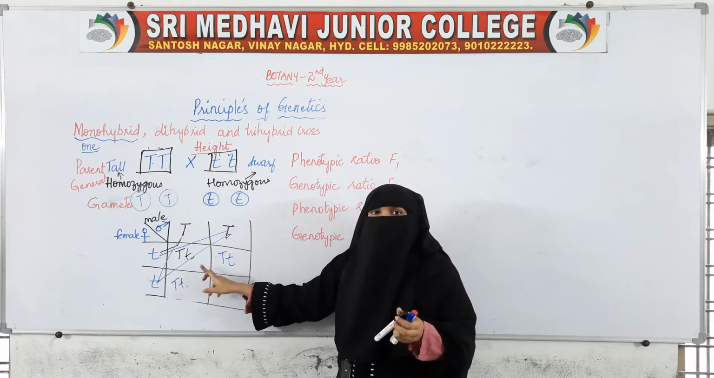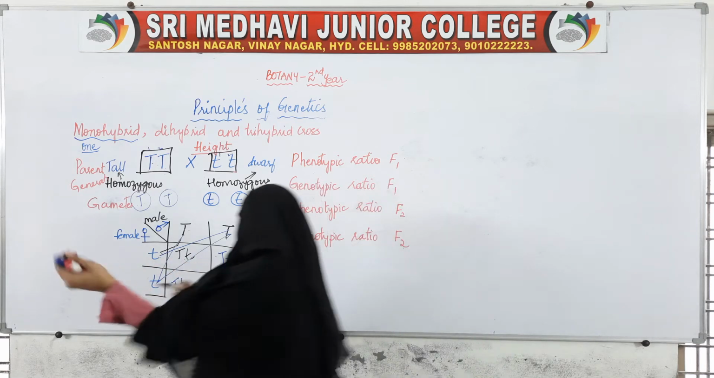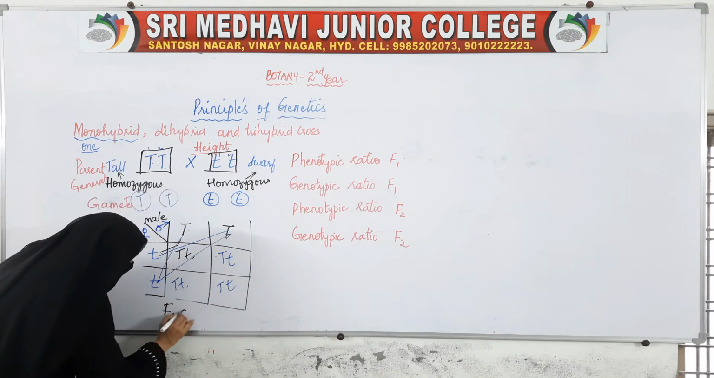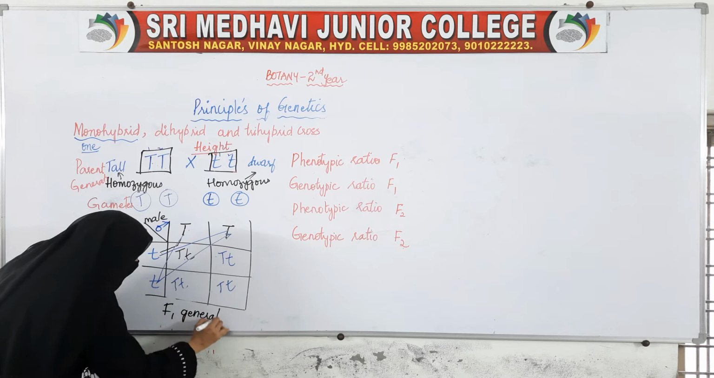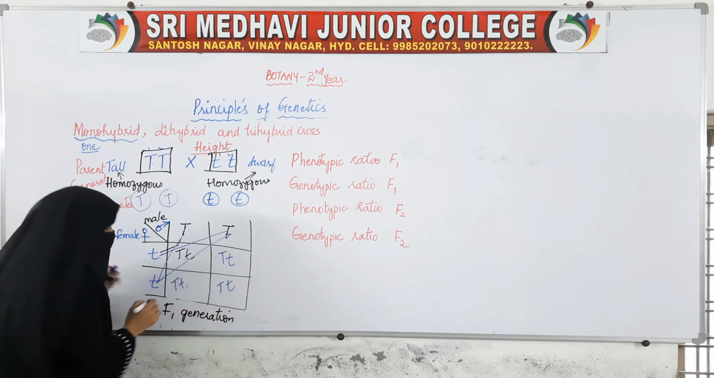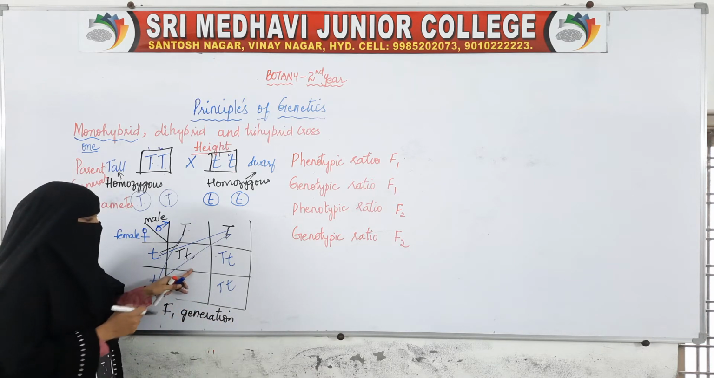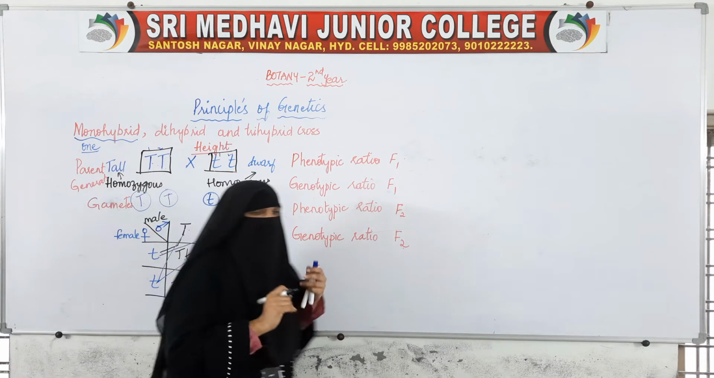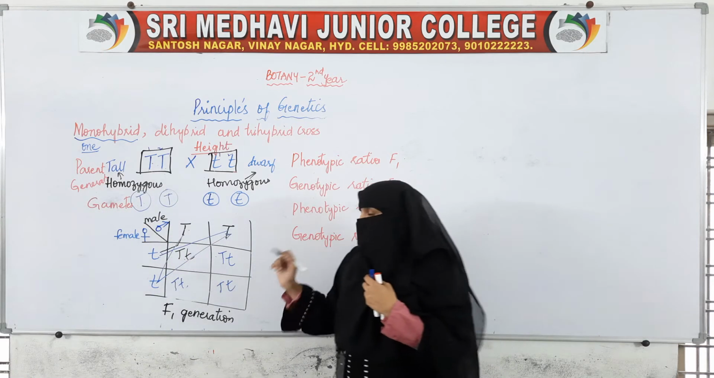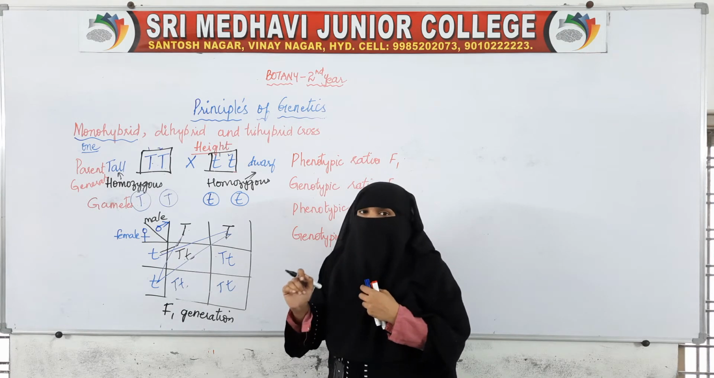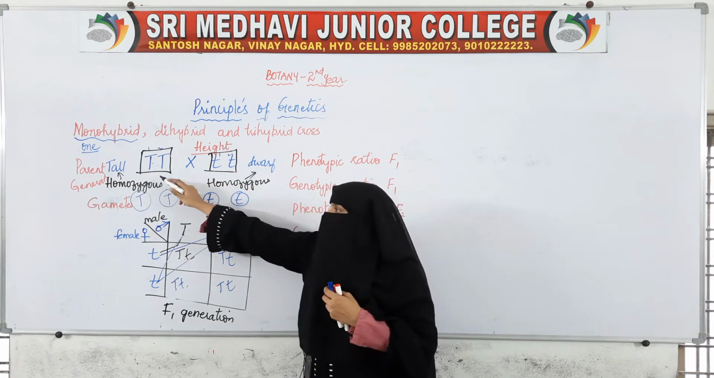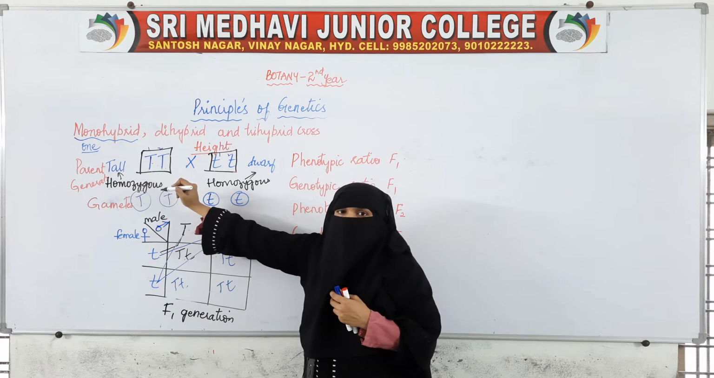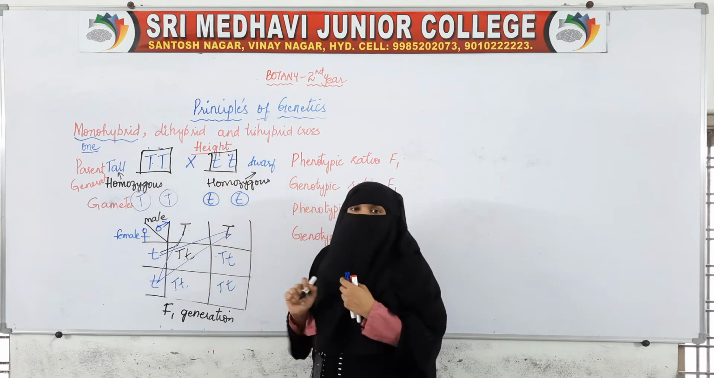Now this is the F1 generation. In this F1 generation we have got 4 probable offsprings. Now let us see how those offsprings are. We started with homozygous, pure line homozygous. Here also pure line homozygous.